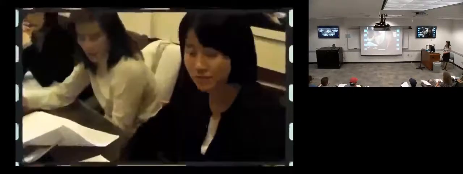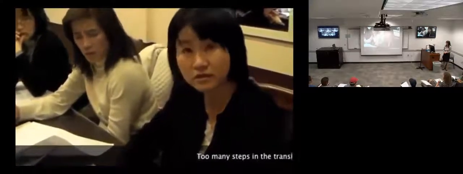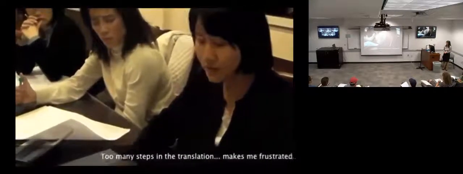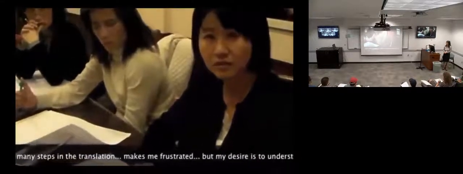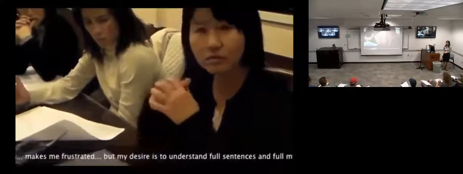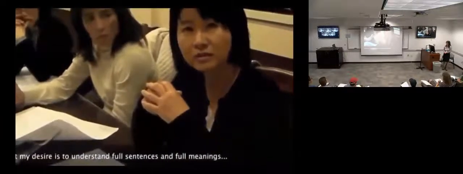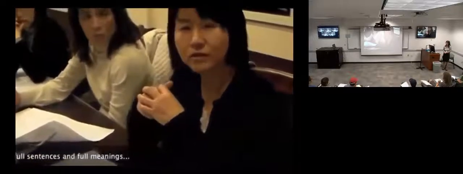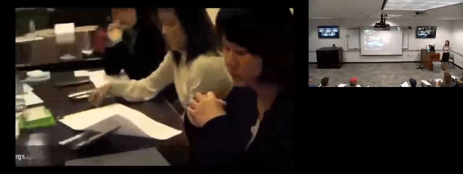If I read Japanese and I have to translate into English, first I have to read Japanese and then take each word and check the meaning. It's so frustrating. But my desire is to understand the whole meaning. So I have to take many steps to get to the goal. So I'm so frustrated. I see. Okay. All right, thank you. Any other negative points?